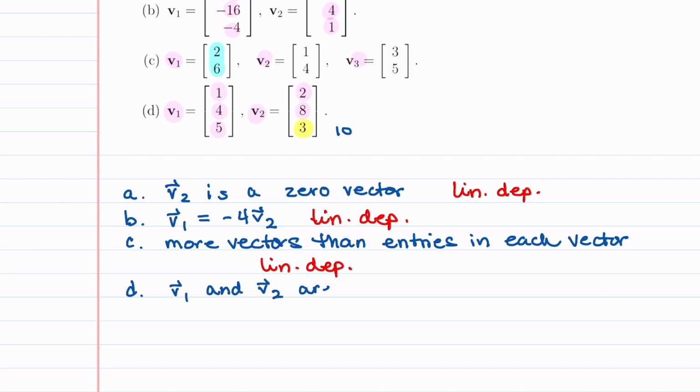are not multiples. We can write this algebraically as V1 is not equal to k times V2. So we have 2 vectors, and they are not multiples of each other, so that means our vectors are linearly independent.